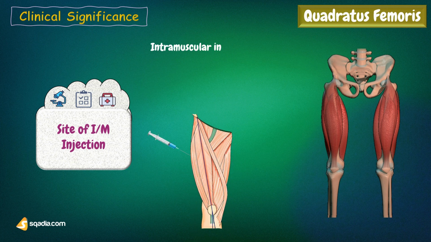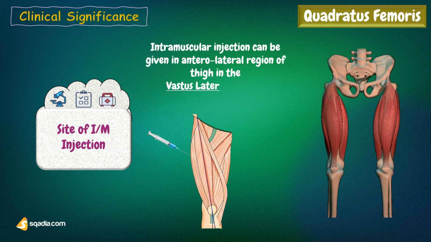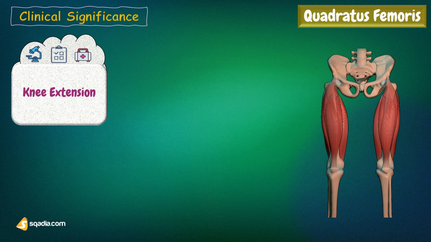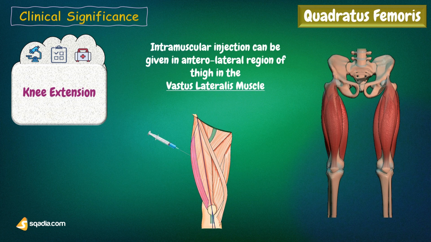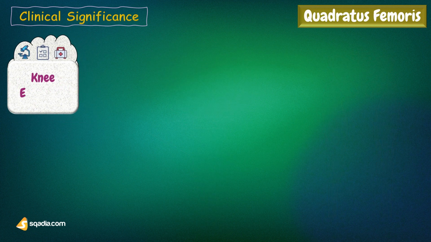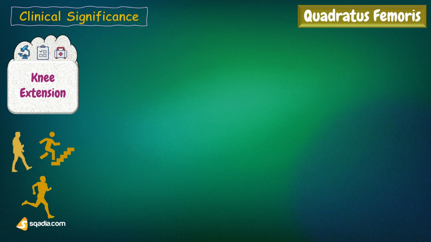Another important point about the quads to keep in mind is that intramuscular injection can be given in the anterolateral region of the thigh in the vastus lateralis muscle. Other clinical implications of the quadriceps muscle include the following. Knee extension. The quadriceps muscle is the primary muscle responsible for extending the knee, which is important for activities such as walking, running, and climbing stairs. Weakness or injury to the quadriceps can result in difficulty with these activities.